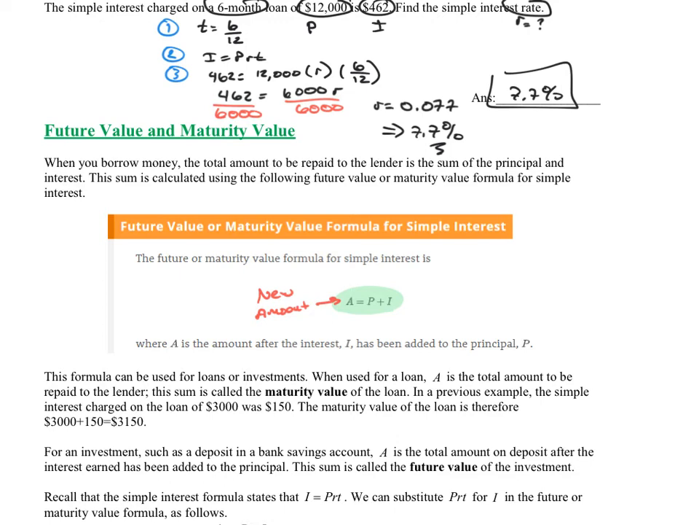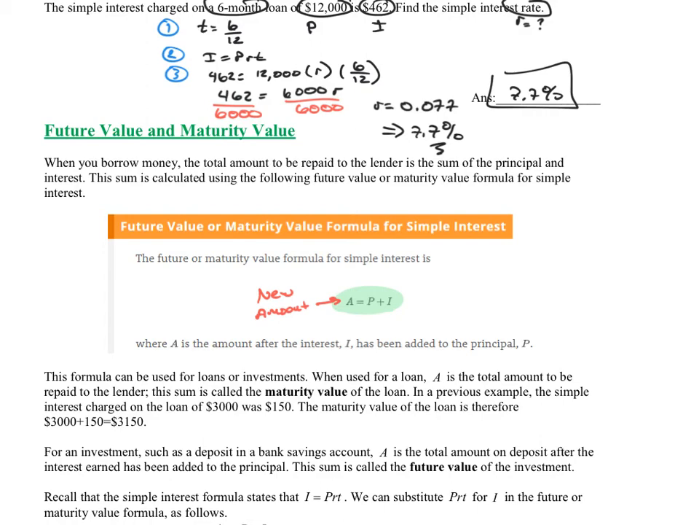When used for a loan, A is the total amount to be repaid to the lender. This sum is called the maturity value. So the only difference between these words right here, maturity value and future value: maturity just means it's a loan. Future just means that it's an investment. Again, future value is an investment. Maturity value means it's a loan. It's the exact same formula calculated the exact same way. It's just a different name if it's a loan versus an investment.